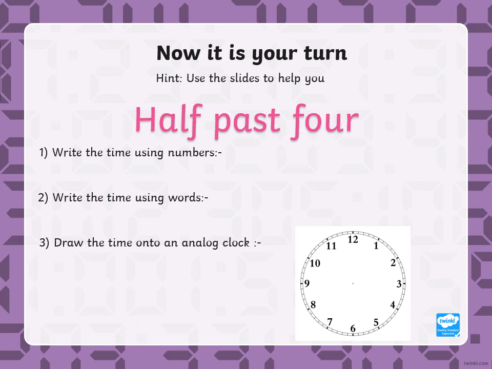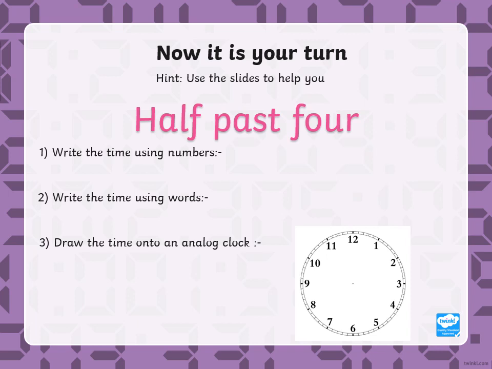Okay, so the first thing we're going to do is write the time using numbers. So we've got a time written up here in the pink, half past 4. So we want you to be able to write this using numbers, just like on the digital clock. We also want you to be able to write the time using words. Okay, so this says 4:30, but what's another way that we could write it, but it still means the same time?